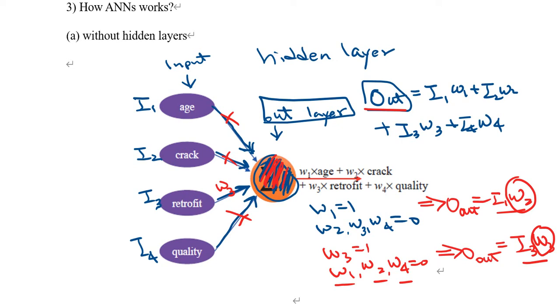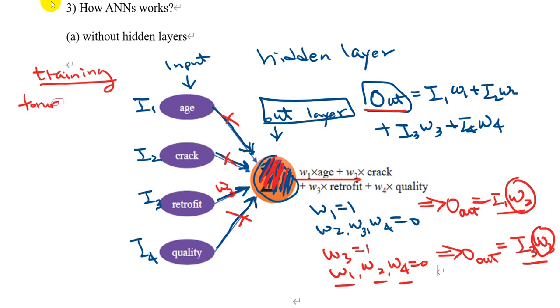These weights are determined by a process called training. Training is a process that determines the weights based on big data sets. First of all, training consists of two steps, two phases. The first one is forward calculation, and the second is backpropagation.